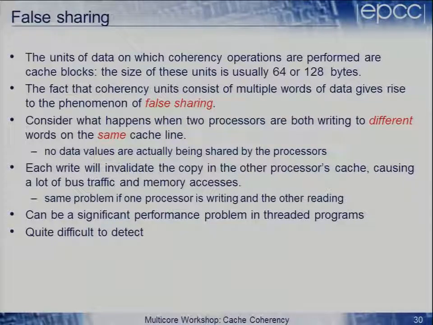So it can be a significant performance problem in threaded programs, and it can be quite difficult to detect. Where you see this most often is when people are writing a threaded program and want to add up a big array. They say, well, I'll get thread 1 to add up the first half of the array, and thread 2 to add up the second half. Fine. You declare a little array, subsum of 2, with 2 values, and thread 1 updates the first value of the array, and thread 2 updates the second value.